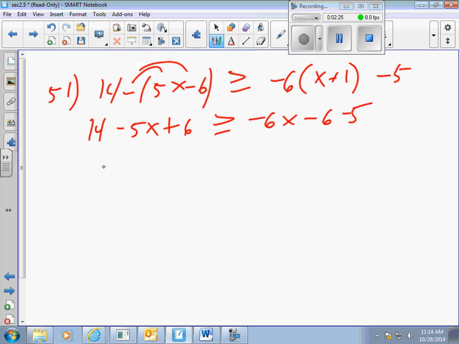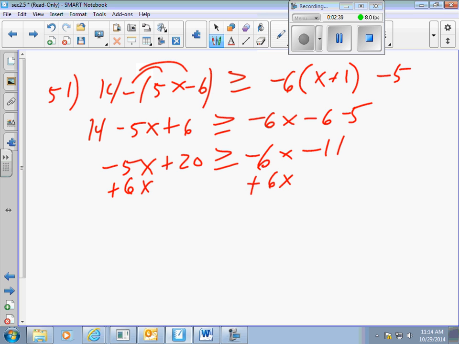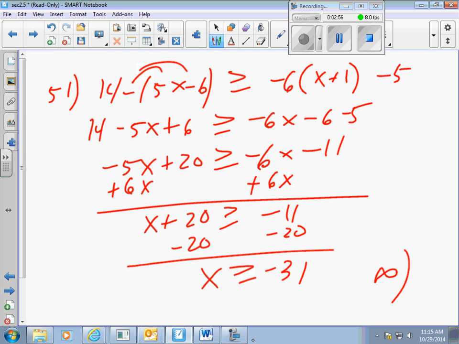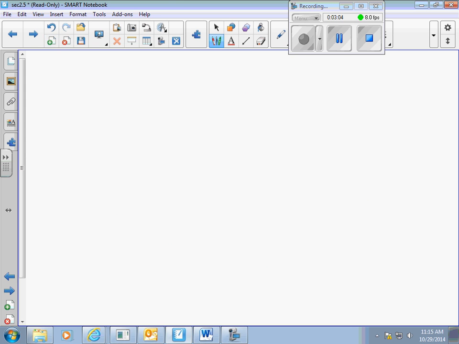Putting my like terms together, I get negative 5x plus 20 is greater than or equal to negative 6x minus 11. Let's add 6x to both sides. I get x plus 20 is greater than or equal to negative 11. Minus the 20 from both sides, I get x is greater than or equal to negative 31. Since it's greater than, we know that we're heading towards positive infinity, and we're going to start out at an inclusive negative 31. The next problem we're going to jump to is 57.